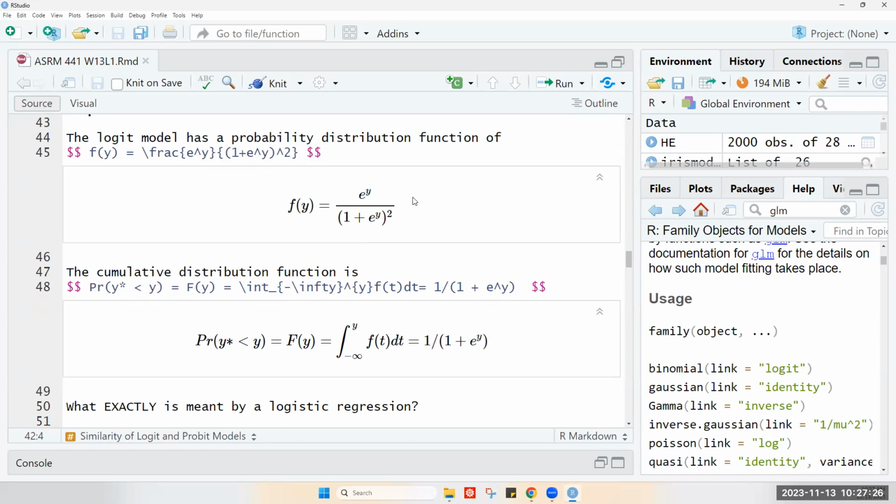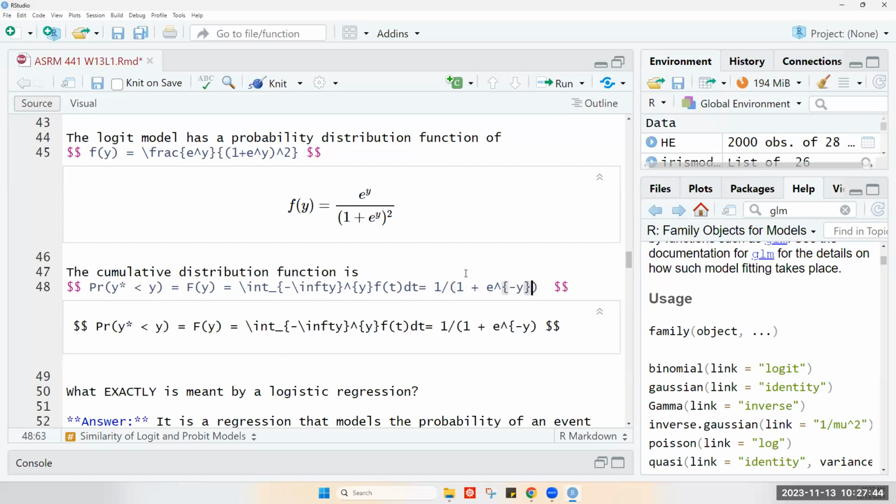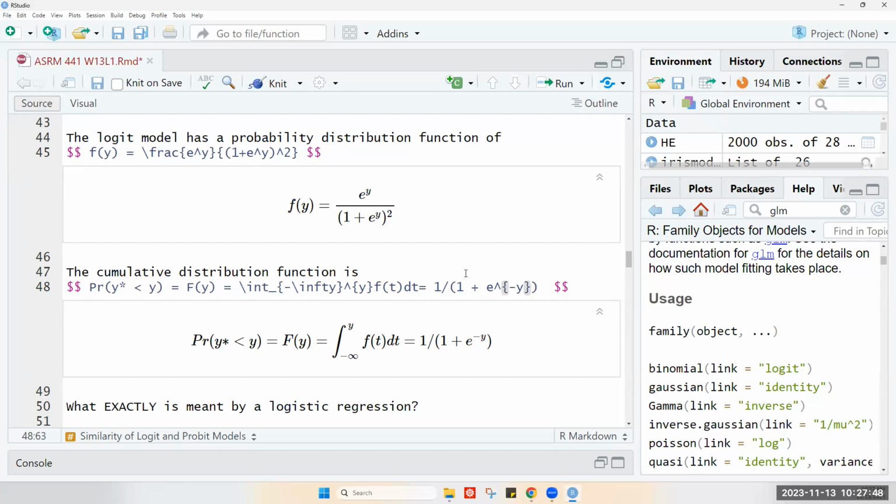Now, there are a couple things about probability distribution functions that you should know. Wait, this doesn't look right. I think this is supposed to be a negative y here, because if you plug in negative infinity into here, you should get 0. And if you plug in infinity into here, you should get 1. This is true for all CDFs, because if you're looking at the probability that your value is less than negative infinity, that should be 0. If you're looking for the probability that your value is less than infinity, that should be equal to 1. All right.